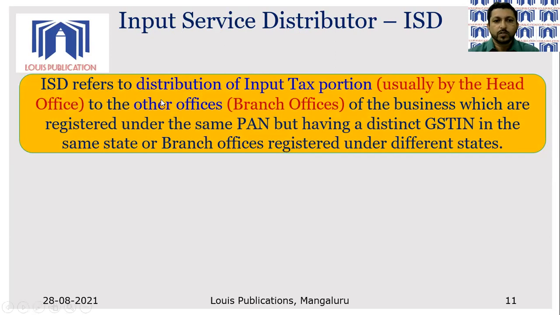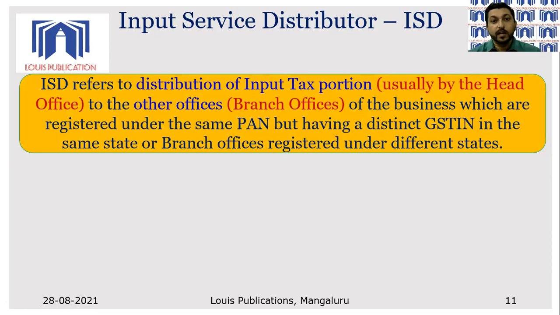What is the procedure? It refers to distribution of the input tax portion, usually by the head office, to the other offices, that is, branch offices of the business, which are registered under the same PAN, but having a distinct GSTIN, a different goods and service tax identification number, as I said, an electronic address of a business, either in the same state or branch offices registered under different states, that is outside the state, you can say. So definitely GSTIN is going to vary.